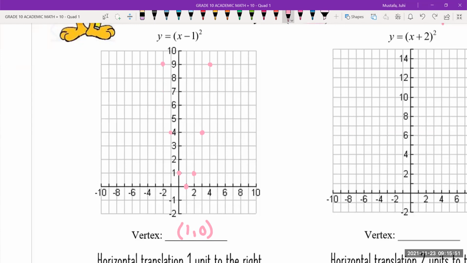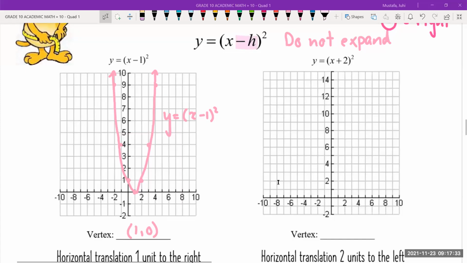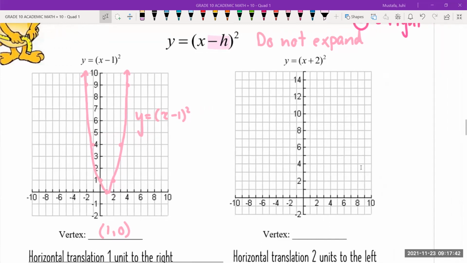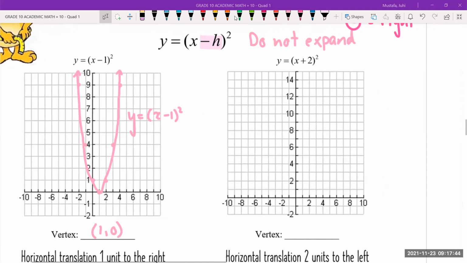I'm going to pause this so you can work. Are you guys okay with this example? Okay, go ahead and try the second example on your own. I'm going to do it on the screen as well, and then we can check our answer. Remember, it's a +2, so we're going to be going 2 units this time to the left.